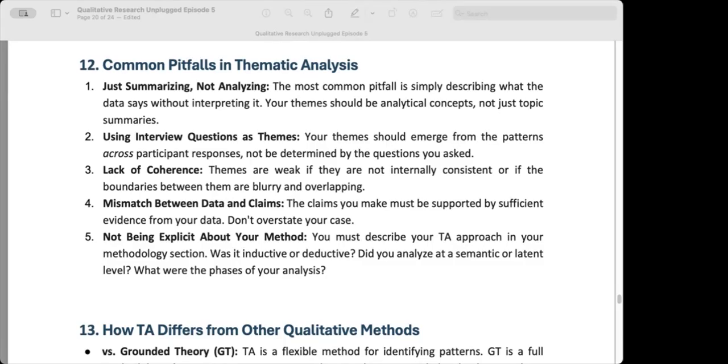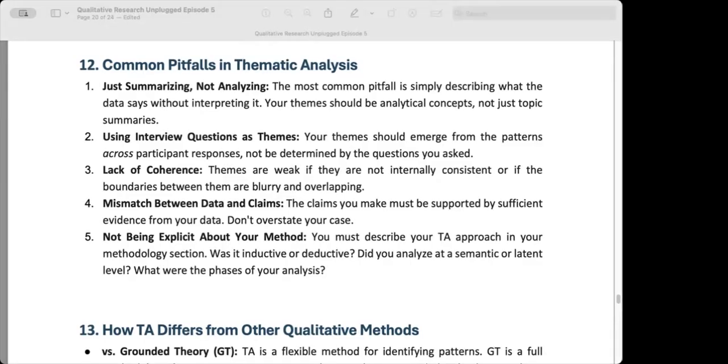Pitfall number 2. Using interview questions as themes. This is another frequent error, and it can be a very subtle trap to fall into, especially if your analysis feels overwhelming. It's the mistake of simply taking your interview guide questions and turning them directly into your themes. For example, if you ask participants, what are the main challenges you face in implementing this policy? A weak or non-analytical theme would simply be challenges of policy implementation. Just mirroring the question. Precisely.